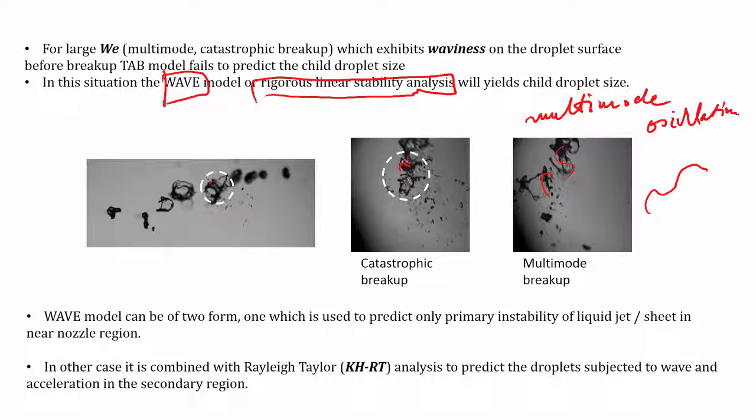So, this is more sophisticated in a way, because it can actually predict a multi-mode oscillation on the droplet surface. So, it is very useful in primary breakup as well as in secondary breakup, because the droplets may not break up just by a simple one dimensional vibration, it is actually multi-modal vibration, so to say.